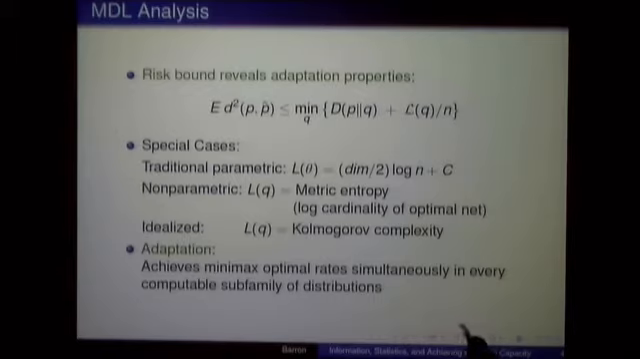There is an idealized one, the one that Tom Cover wanted me to be focusing on more to the exclusion of the others, and that was just use Kolmogorov complexity, because it's the shortest length description of a Q amongst all computer programs on a universal computer. And it would automatically, by this inequality, achieve minimax optimal rates simultaneously in every computable subfamily of distributions. All those you know and all those not yet written about. Of course, you can't do it, but it's nice to know about these ideals.